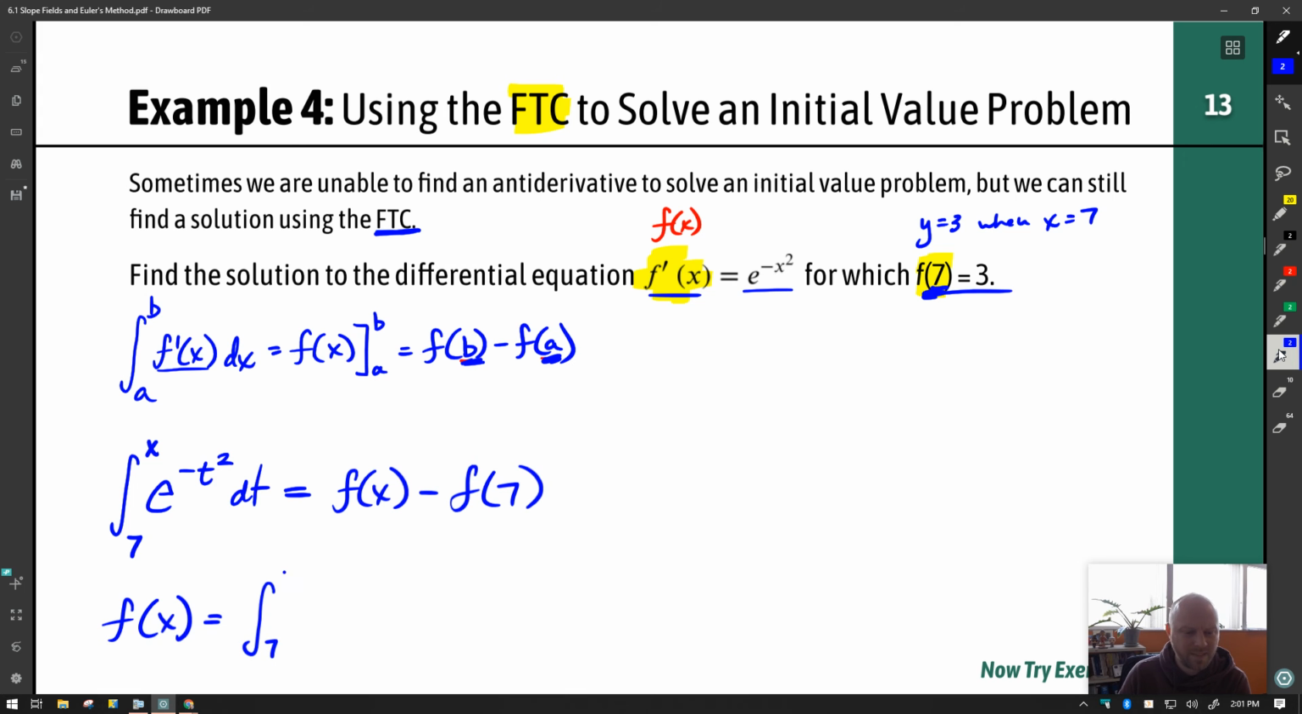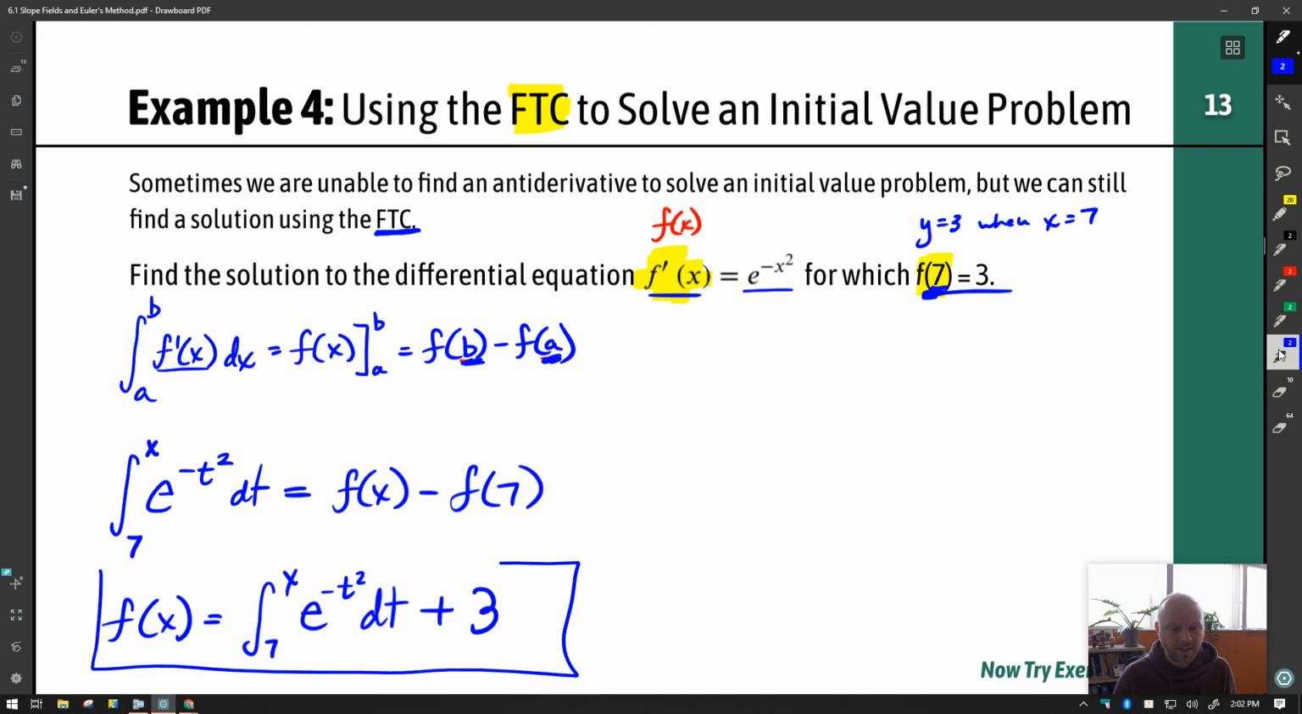So if we just kind of reorder things here, we have f of x is equal to the integral from 7 to x of e to the negative t squared dt. Then we would add f of 7 to both sides, so plus 3. And while this isn't a very conventional looking function, it is a function. F of x is equal to the integral from 7 to x of e to the negative t squared dt plus 3.